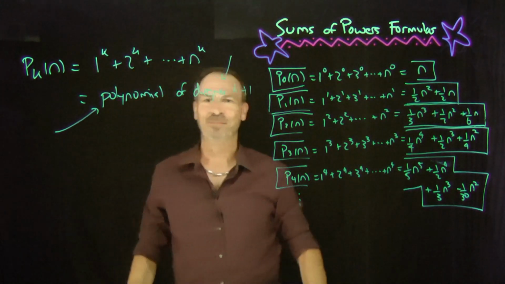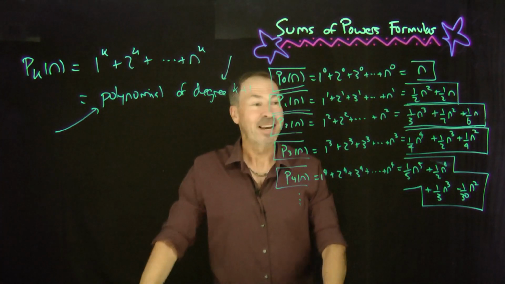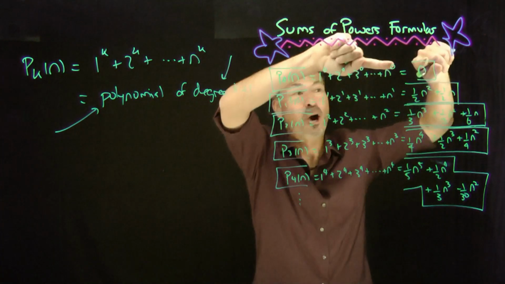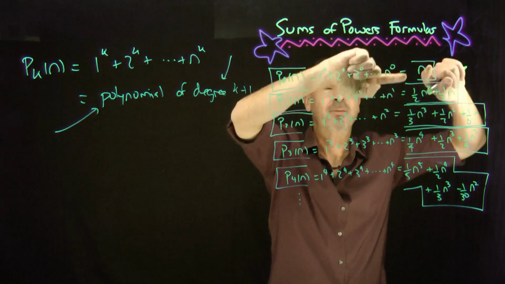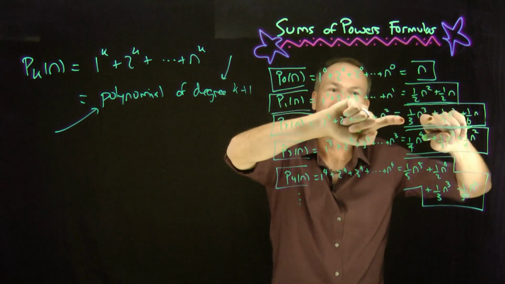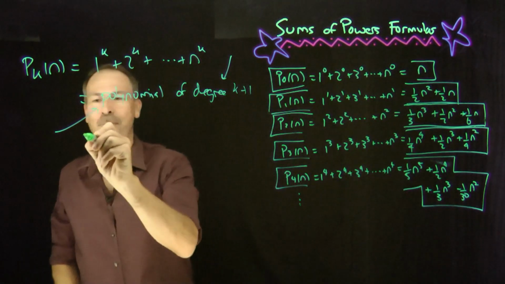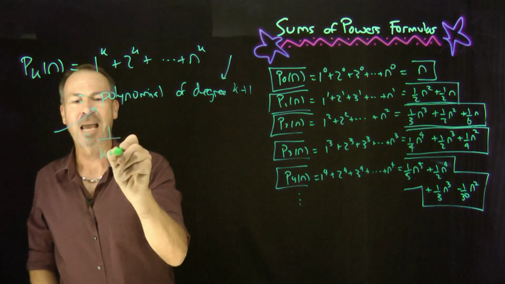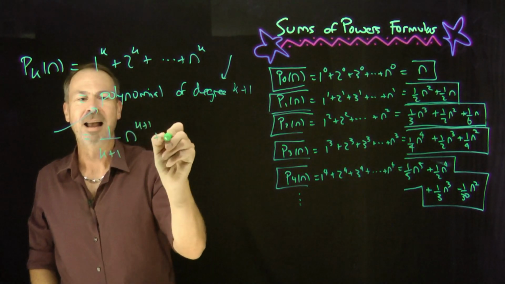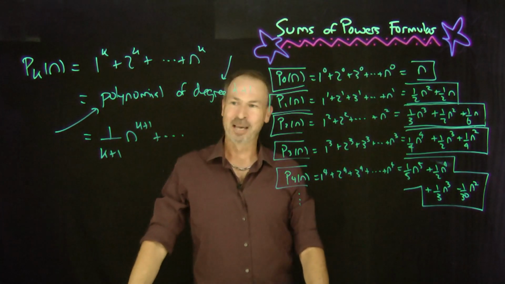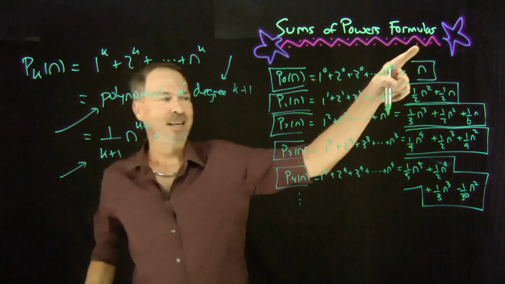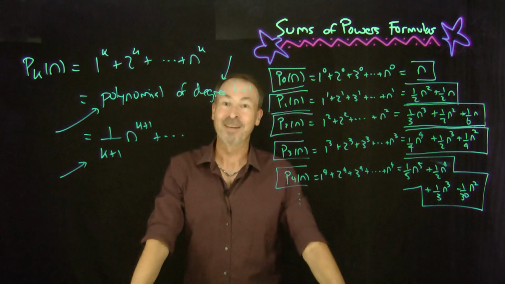There's the next mystery. Is that really true? In fact, actually more. Look at the leading coefficients. This is 1 n, sorry, 1/2 of n squared, 1/3 of n cubed, 1/4 of n to the 4th, 1/5 of n to the 5th. It looks like it's a polynomial that begins 1 over k plus 1, n to the k plus 1, and then stuff. Okay, I wonder if that's really true. It's happening in these five examples. Is it always true? In fact, there's more.